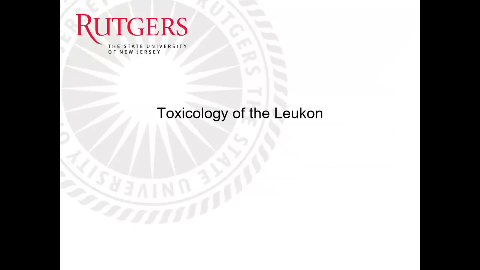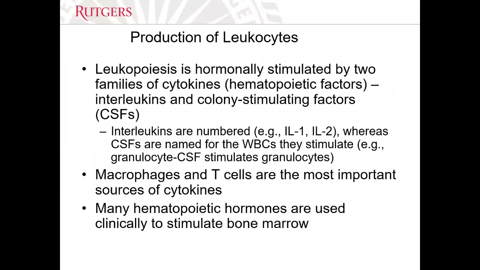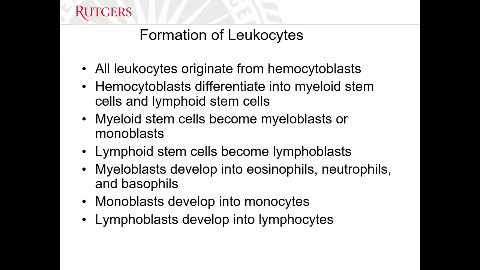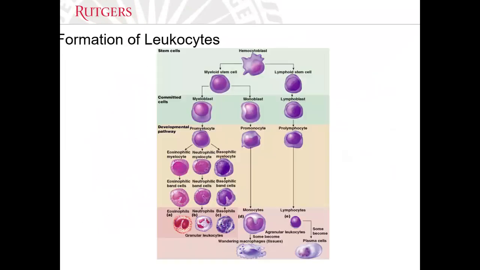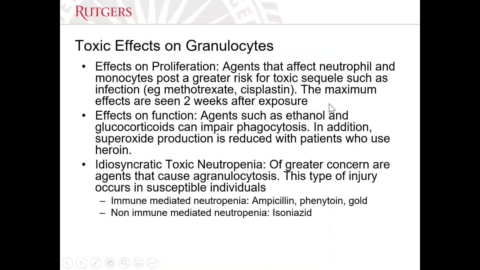So now moving from the RBCs to the leukocytes. So again, know a little bit about the production of leukocytes, the formation of the leukocytes and the differentiation of the leukocytes into myeloblasts, monoblasts, and lymphoblasts. And then this is an important slide. So know the toxic effects on the granulocytes, the agents that have an effect on the function, the proliferation, or could result in neutropenia. So all those agents mentioned here, please know them.